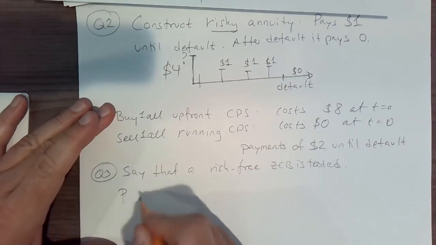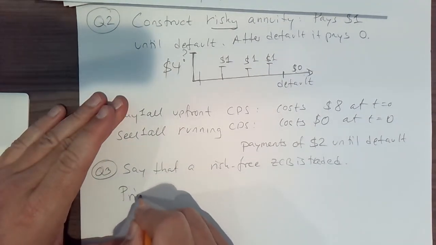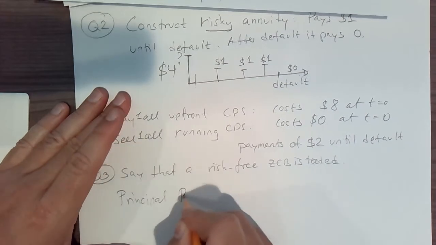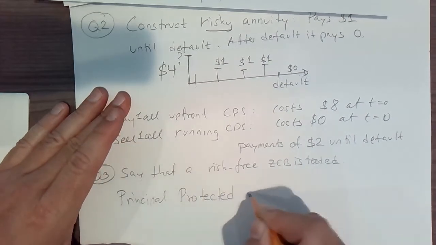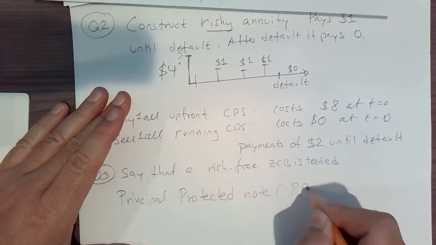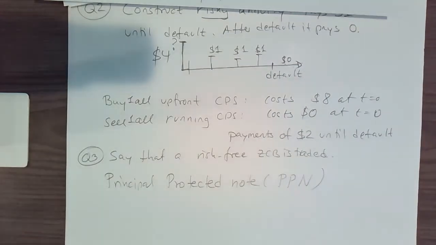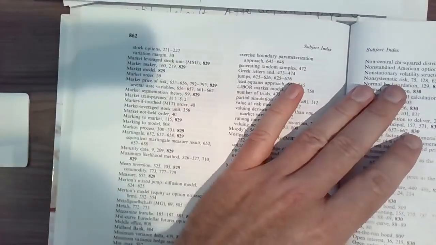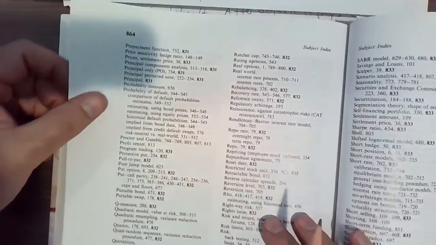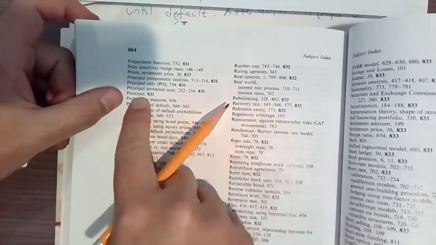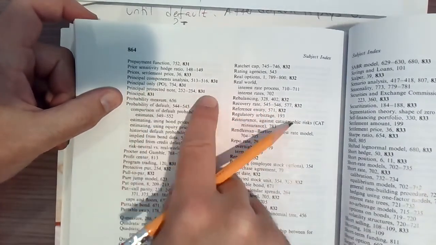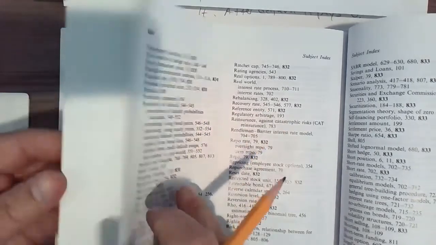Okay, so what we want to create here is what's called a PPN, a principal protected note. These are called PPNs. And I think Hall has this in here somewhere. I forget where he has it. We look over here, the principal protected note. So this is 831, just these buzzwords that he has over here at the end. So let me see what he says about a principal protected note.